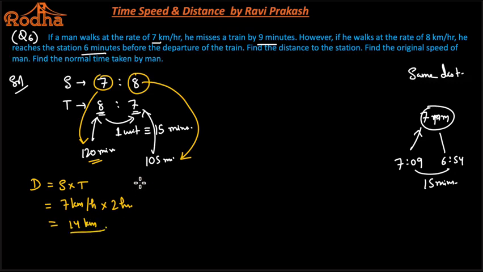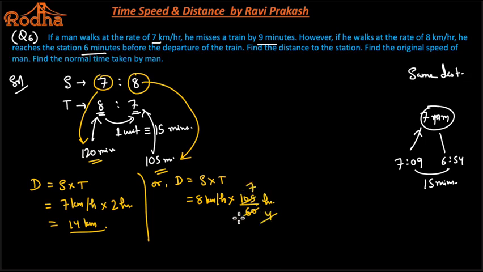Okay. Or you can also calculate this way. You can also calculate distance like this. That distance is how much again? Speed into time. So speed is 8 kilometer per hour, and time taken is how much here? So time taken is 105 minutes. So change 105 into hour, divide by 60. Now it becomes hour, right? So now it is actually 7 by 4. Okay, and you can cancel it out. So again answer will be 14 kilometer.